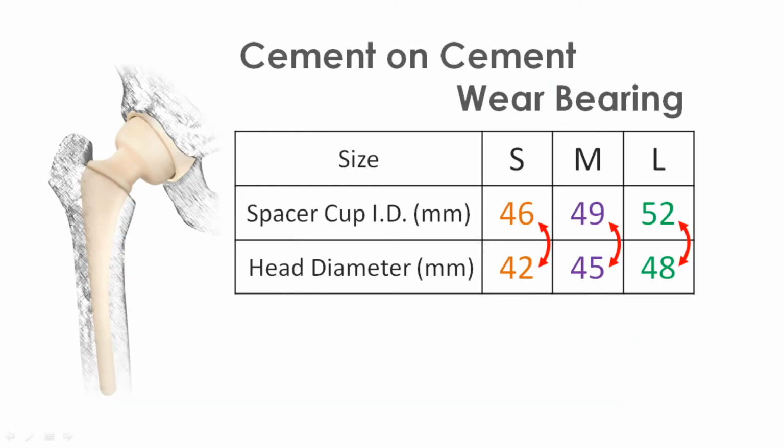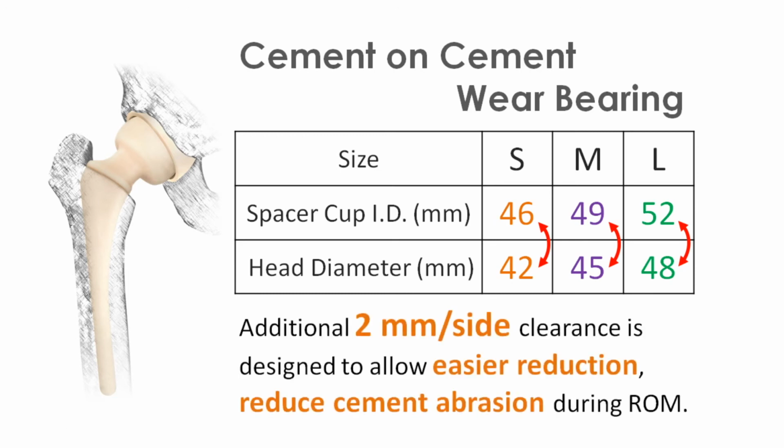As a total hip design, the cement-on-cement articulating serves as the wear-bearing interface. In order to protect the cement surface and reduce the wear during range of motion, an additional 2 millimeter clearance is set in each side. This also eases the reduction procedure during operation.